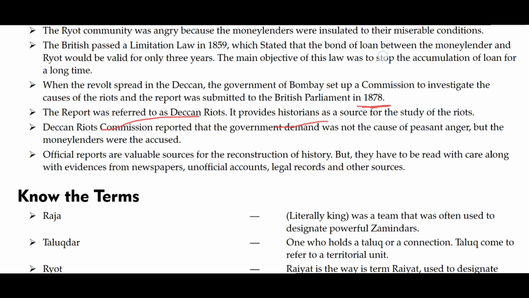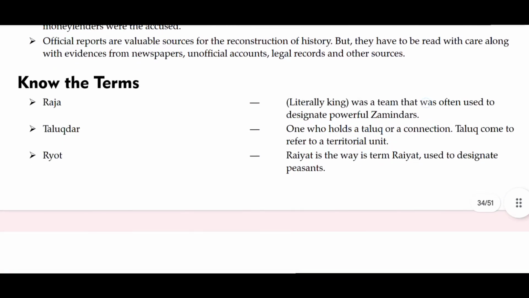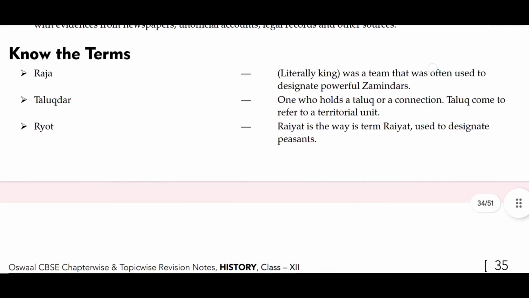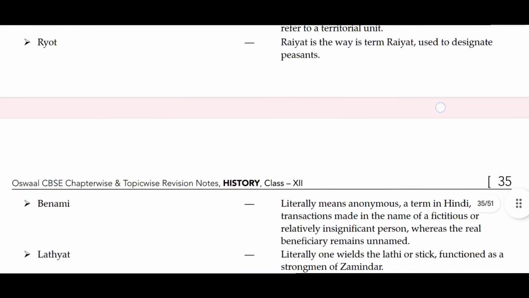Now it's time to know the important terms of this chapter. The first term is Raja. Raja literally means king, and was a term often used to designate powerful zamindars. Talukdar means one who holds a taluk, or a connection. Taluk comes to refer to a territorial unit. Rayat is a term used to designate peasants.